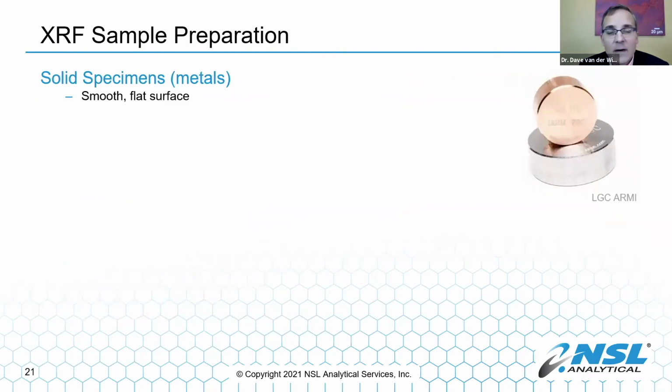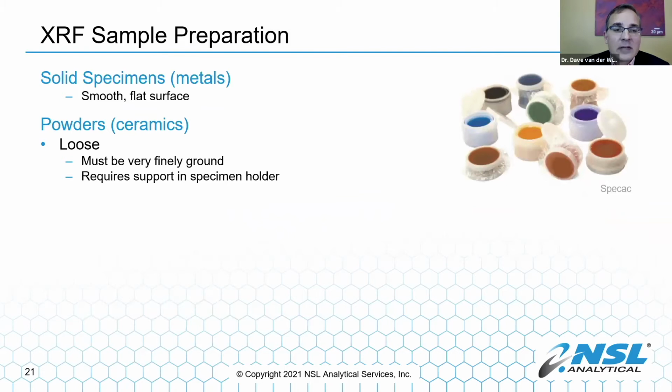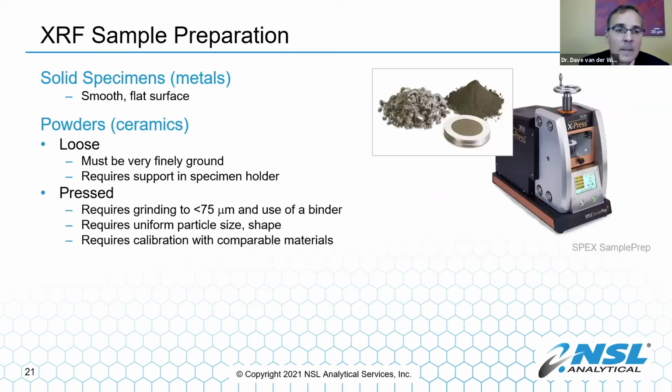You can do XRF on solid specimens. This is commonly done for metals. Of course, it requires a smooth and flat surface. Powders can be done in different forms. This is what's often used for ceramic materials as well as many other materials. They can be done in a loose state. It has to be very finely ground so that you get a fairly dense loose powder, and then it has to be supported in some type of specimen holder. This generally doesn't work well for ceramics, though.